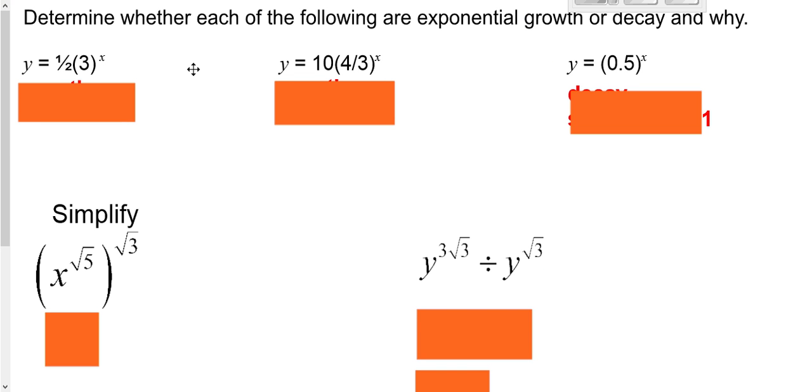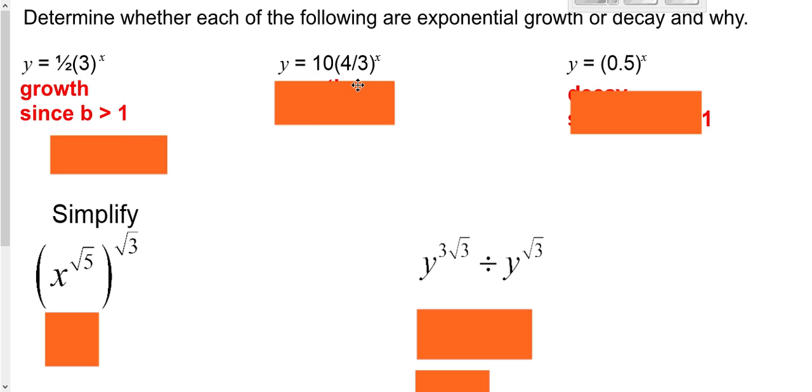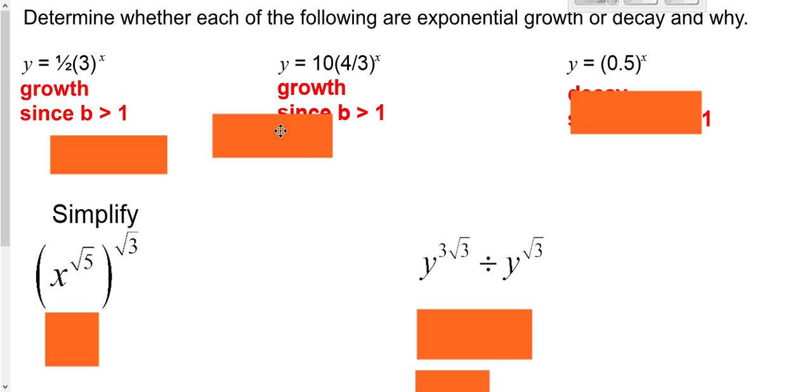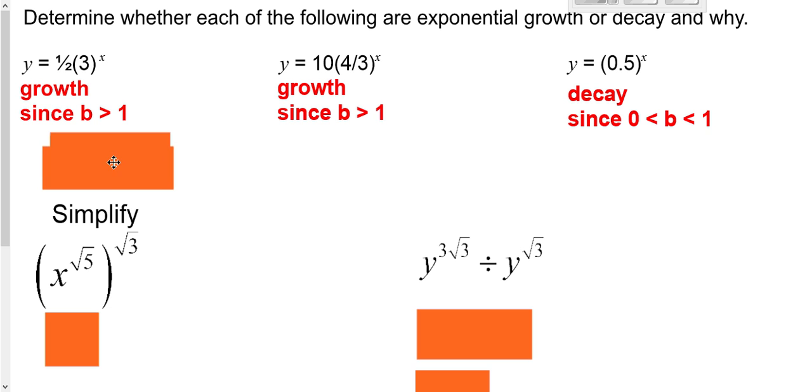So let's go ahead and decide if these are exponential growth or decay. The thing that your exponent is on is only the 3. It's larger than 1, so it's growth. Here, the only thing that your exponent is on is 4/3, which is still greater than 1. Not a whole lot greater than 1, but still greater than 1, so it is growth. Here we have 0.5 that our exponent is on. It is not greater than 1. It's between 0 and 1, so it's decay.